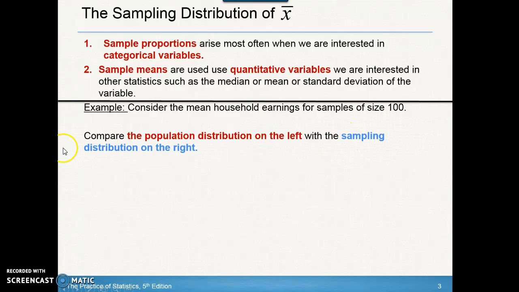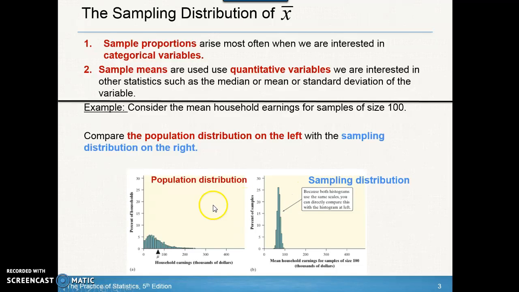How does that compare to the sampling distribution on the right? The sampling distribution is taking a sample of size 100, finding the average household income, and putting that sample statistic, or X bar, on a distribution. So let's see what the graph looks like. Look at the population distribution. It's slightly skewed to the right. Here's your mean, the mean amount of money that each household earns. Like I said, this is literally the population, every single household with the amount of money they earn.